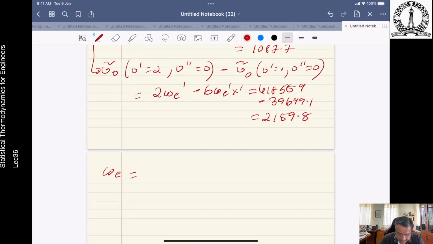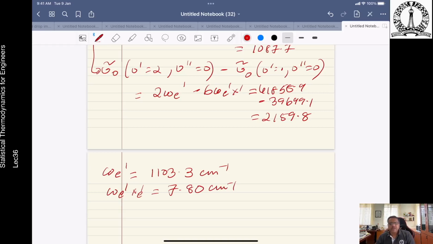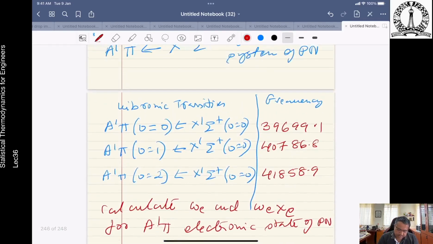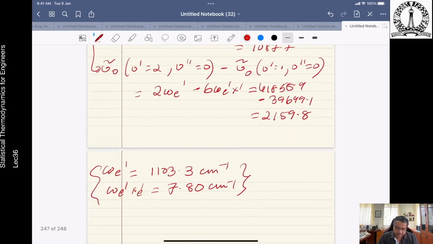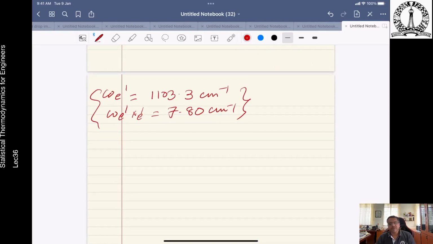Now, the simultaneous solution of these two equations gives omega e prime equal to 1133 centimeter inverse, and omega e prime x e prime equal to 7.80 centimeter inverse. So this is a standard solution that we did, just by the method of subtraction of the equations. Given the spectroscopic table, if somebody has measured the transitions for you, you can find out these varieties of spectral parameters.